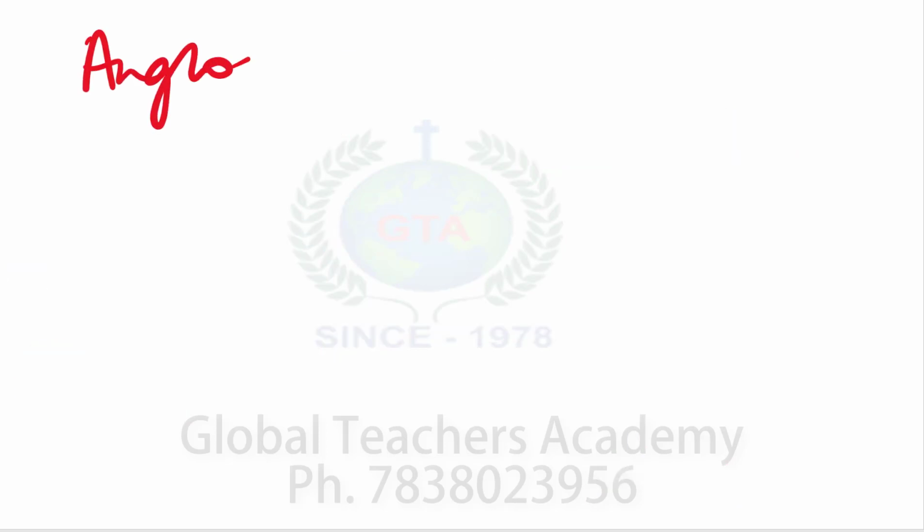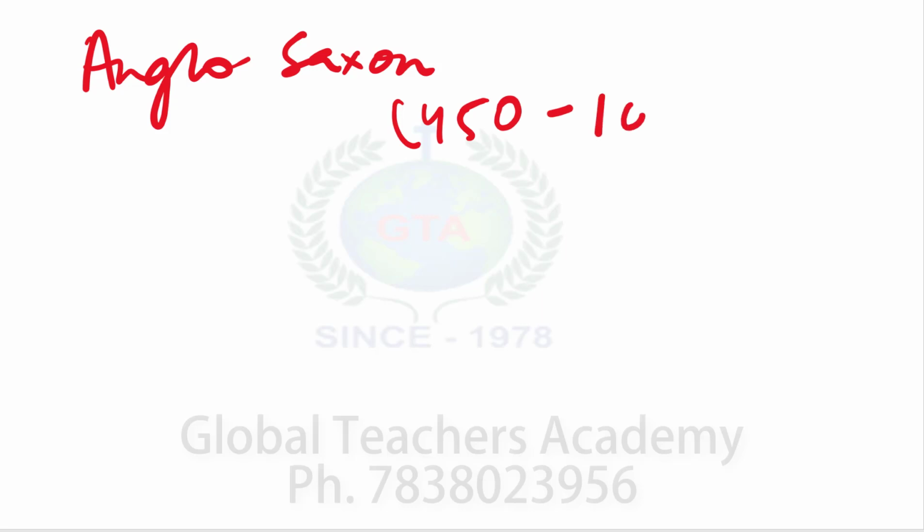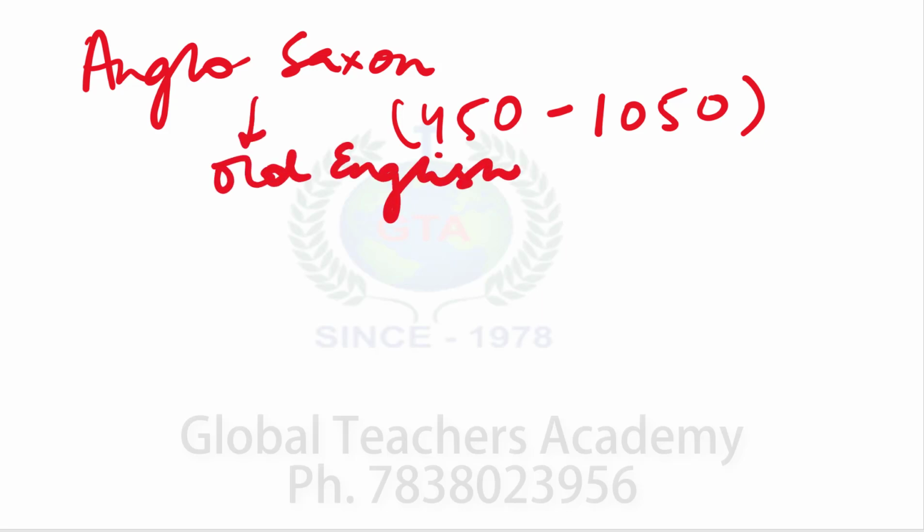So the Anglo-Saxon period can roughly be called to have taken place between 450 to 1050 AD, right? This is also known as the period of Old English. We're just starting to write texts and poetry in English. There's hardly any prose. This is the first time where English writing is starting. So there are some texts that you must know.